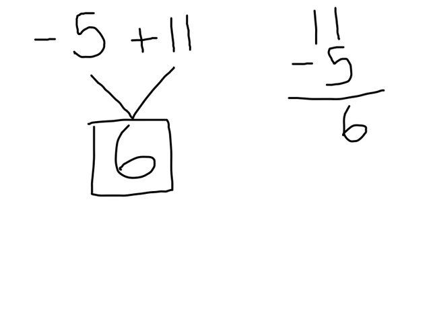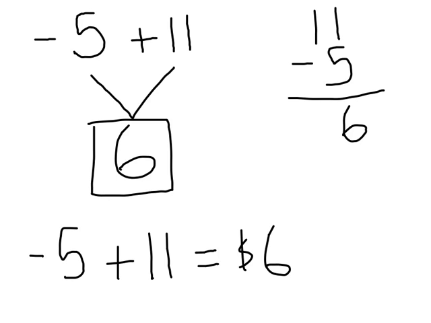If you want to think about it in terms of money, you could think that you owe your bank $5, and then you pay your credit card bill $11. That means that you've actually overpaid, and your bank now owes you $6, which is your final answer. Let's look at another one.